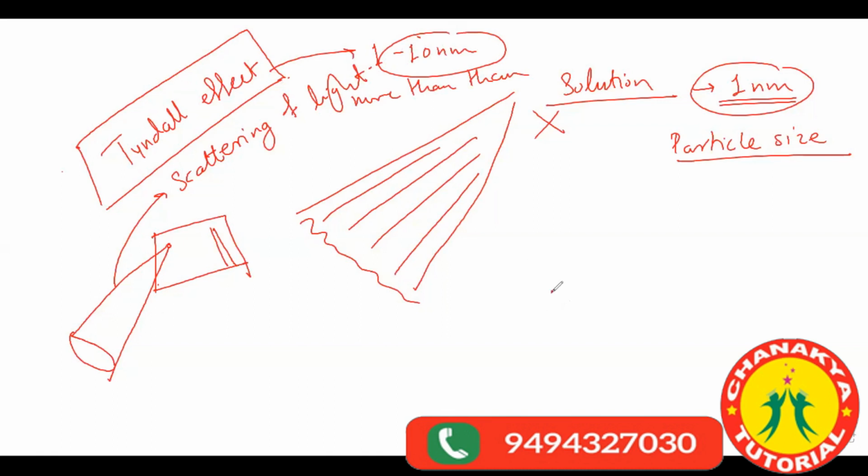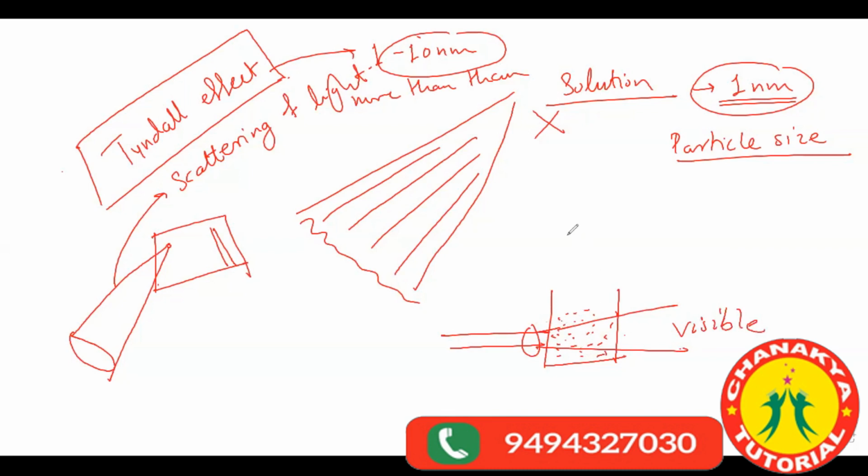Understanding? If in your solution there are particles scattered throughout its bulk, and you pass a beam of light with the help of a torch, this torch light will collide with the particles and scatter its path. This path will be visible when the particle size is above 1 nanometer. And this phenomenon or process is called what? Tyndall effect.